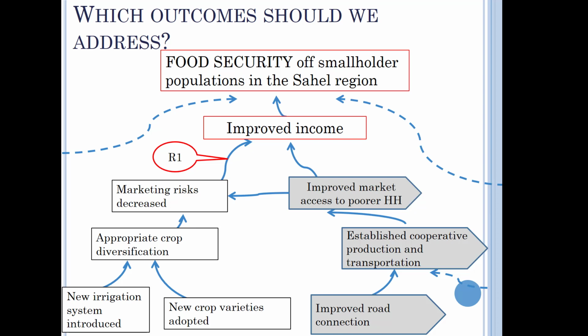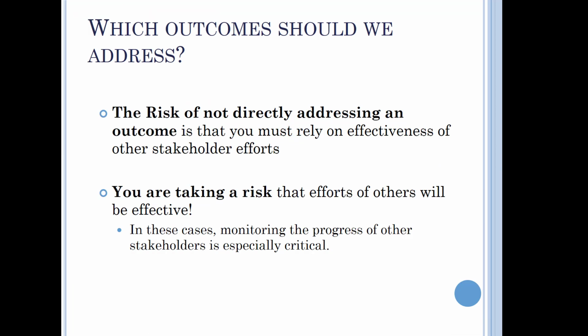The risk of not directly addressing every outcome in a pathway of change is that you must rely on the effectiveness of these other stakeholders' efforts to achieve the domain of change. So you are conscious that your efforts alone will not show a very high impact on improved income, that you really need that also markets be improved by these other actors. So you need to be informed and somehow monitor the other stakeholders' progress on the outcomes that are also of interest for you, for your project.